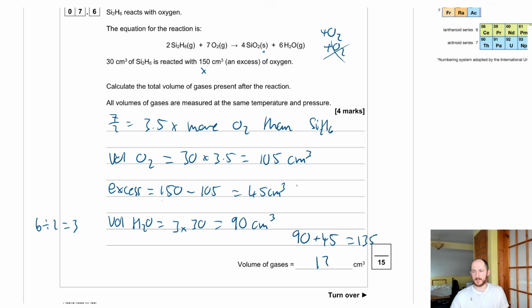So I hope that makes sense. If we're looking at just the gases present afterwards, it's water vapor and oxygen. The oxygen one we had to add on because it tells me there's an excess of oxygen, which means not all of the oxygen will react. Then we just have to work out how much that would be. Hopefully that makes a bit more sense. That's the end of question 7.